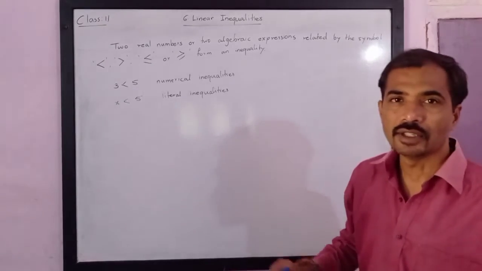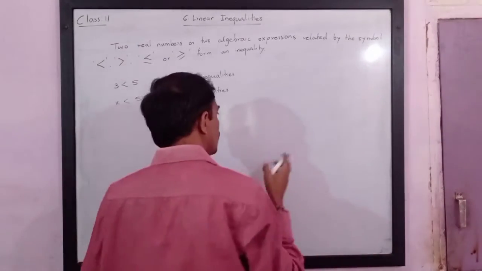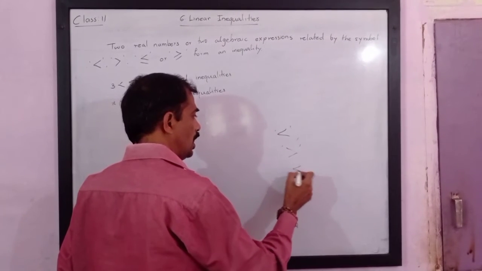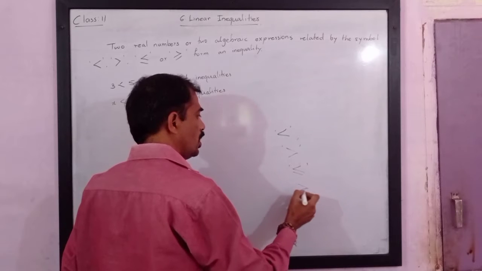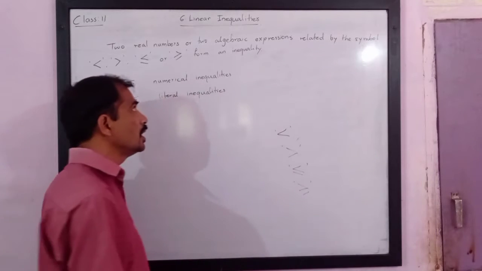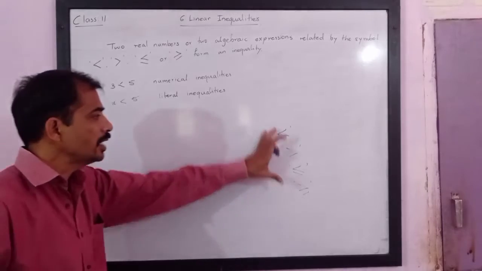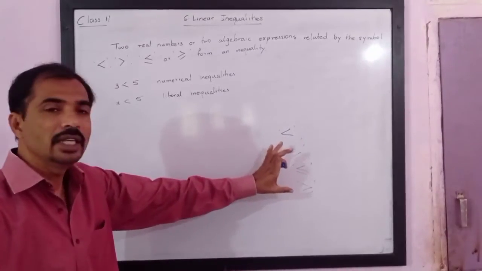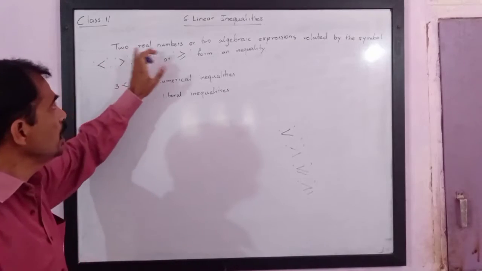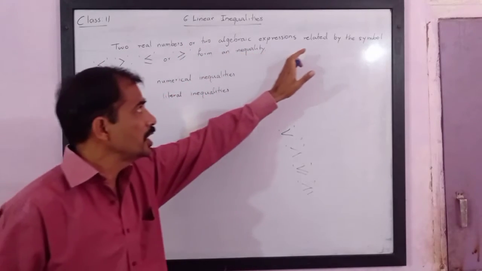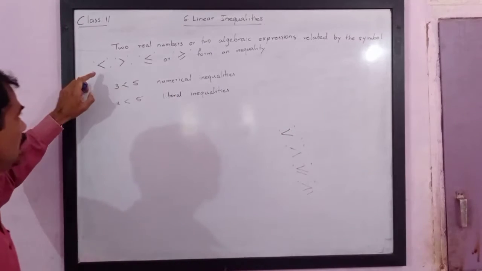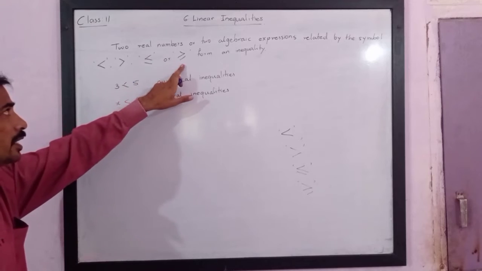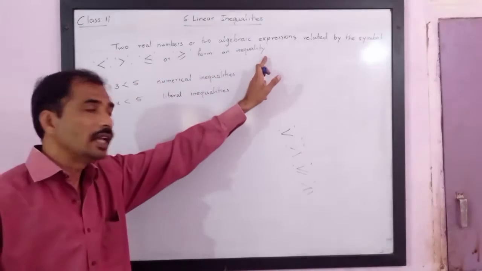If there is a relation which includes the less than symbol, greater than symbol, less than equal to symbol, or greater than equal to symbol, then that expression is called an inequality. Two real numbers or two algebraic expressions related by the symbol less than, greater than, less than equal to, or greater than equal to form an inequality.